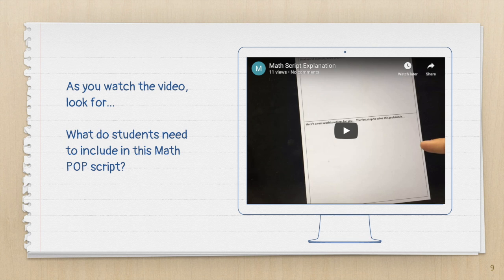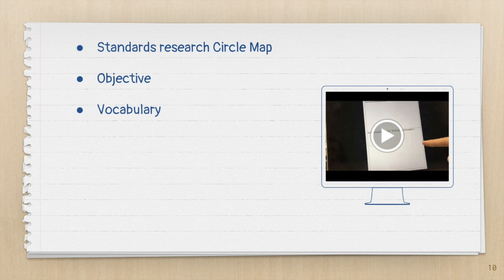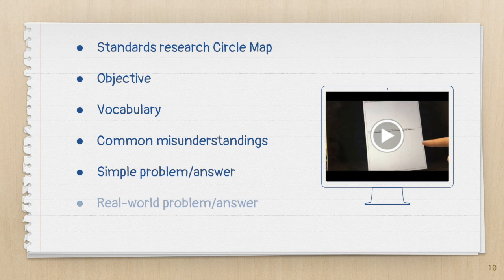Please pause this video to reflect on the question, either aloud with a group or silently by yourself. Now that you've reflected, we see that a math script includes a standards research circle map, the objective, vocabulary, common misunderstandings, a simple problem and answer, a real-world problem and answer, and a conclusion.